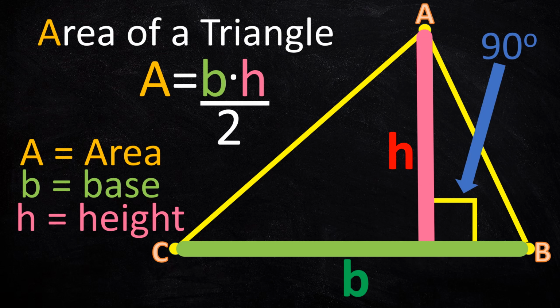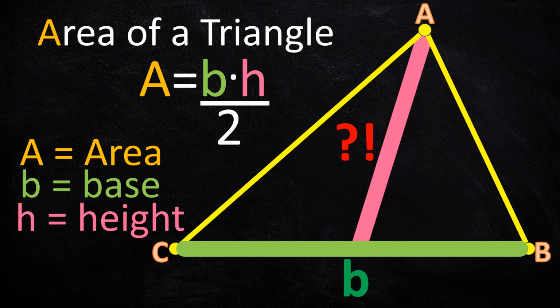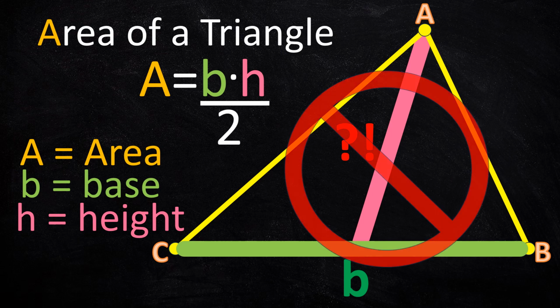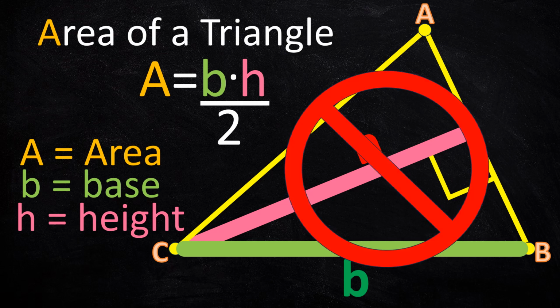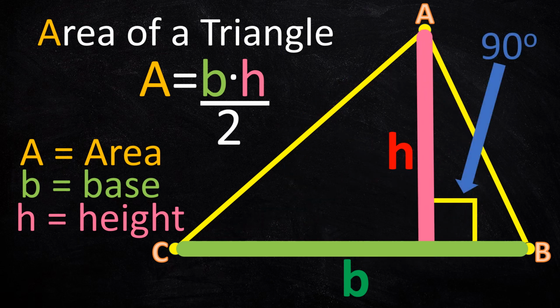The angle between the base and the height needs to be 90 degrees. So for example, if you use a line that is not perpendicular to the base, your result will be incorrect. Similarly, if you multiply the base with a height that belongs to another side of the triangle, it won't work. So, that is how you find the area of the triangle. You multiply the length of the base with the length of the height, and then you divide it by 2.